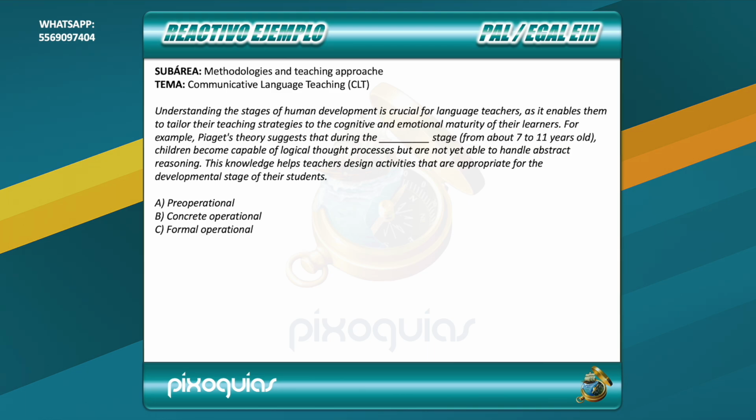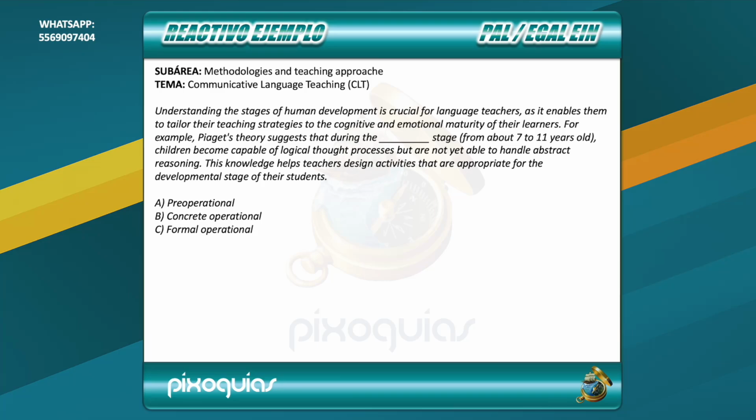Human development. Understanding the stages of human development is crucial for language teachers, as it enables them to tailor their teaching strategies to the cognitive and emotional maturity of their learners. For example, Piaget's theory suggests that during the stage from about 7 to 11 years old, children become capable of logical thought processes but are not yet able to handle abstract reasoning. This knowledge helps teachers design activities that are appropriate for the developmental stage of their students.